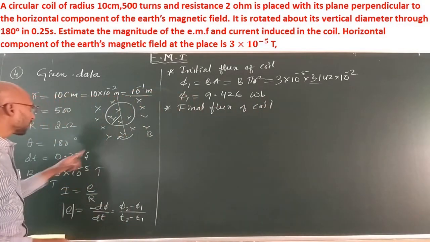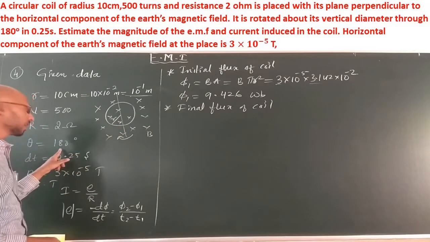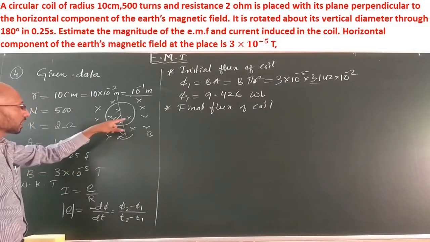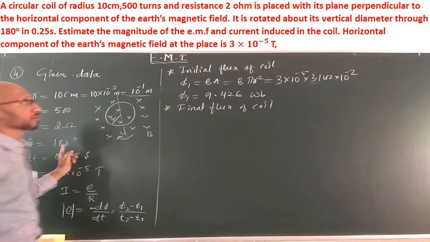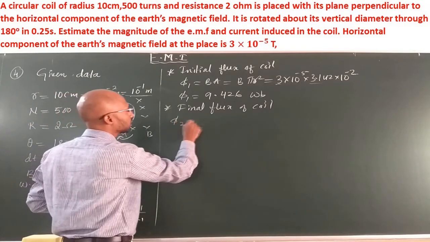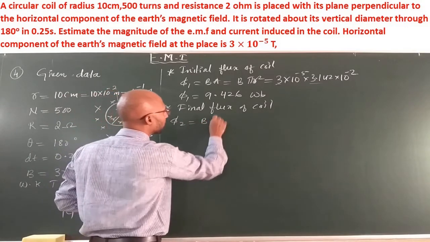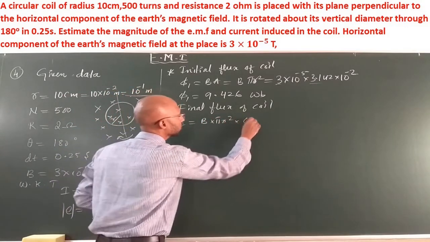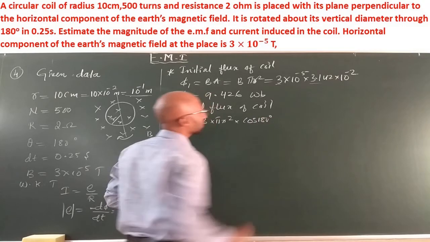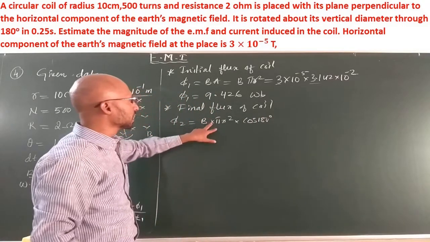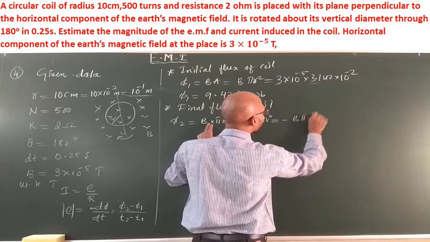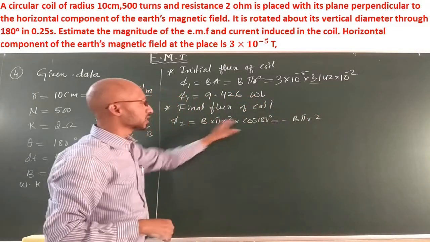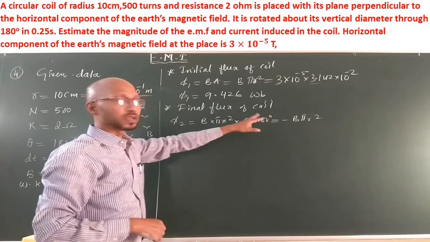If we are rotating the coil about the vertical diameter by 180 degrees, the angle between the field and the area of the loop will be 180 degrees. Once again the remaining quantities are the same: B into pi r square into cos of 180 degrees. Cos 180 degrees is minus 1. It means once again the formula becomes minus B pi r square. Whatever value we got above, just add the minus sign.